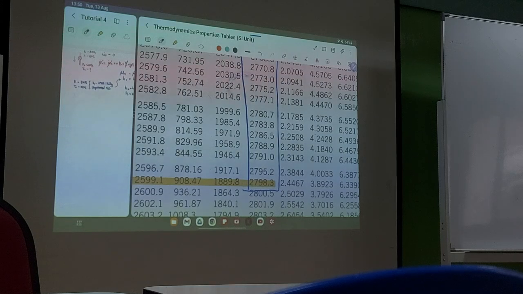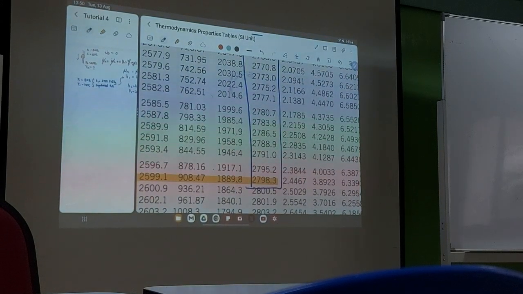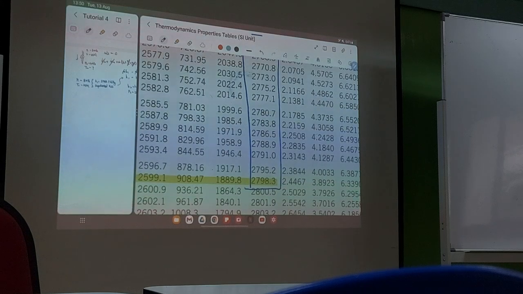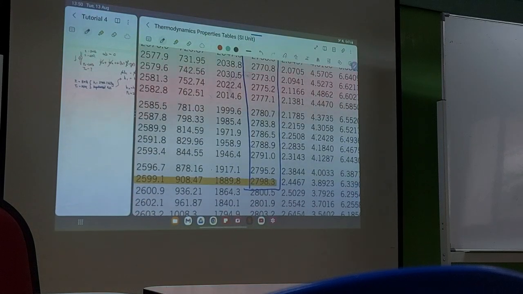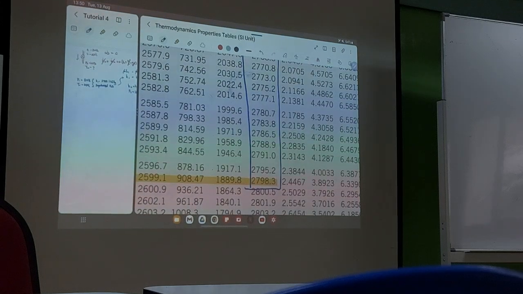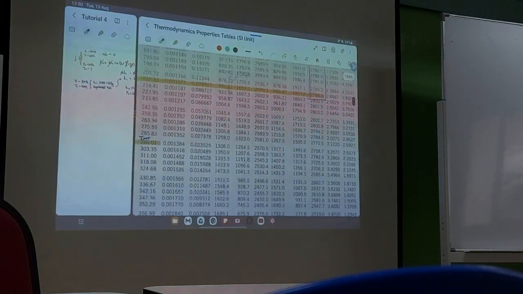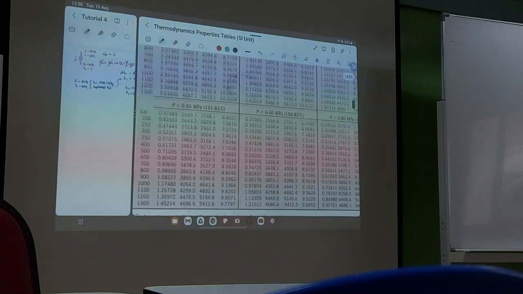So think of it this way: if the water has more energy than your saturated vapor, it means it is superheated water, because they have more energy. That's why the molecules are moving more rapidly. That's why more energy, right? So you go back. So now we go back down again.